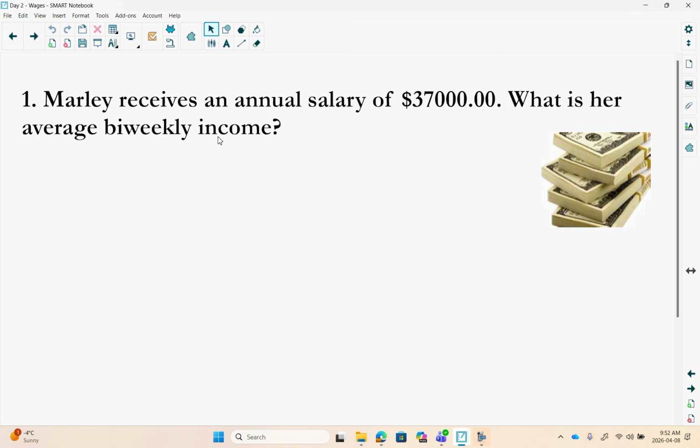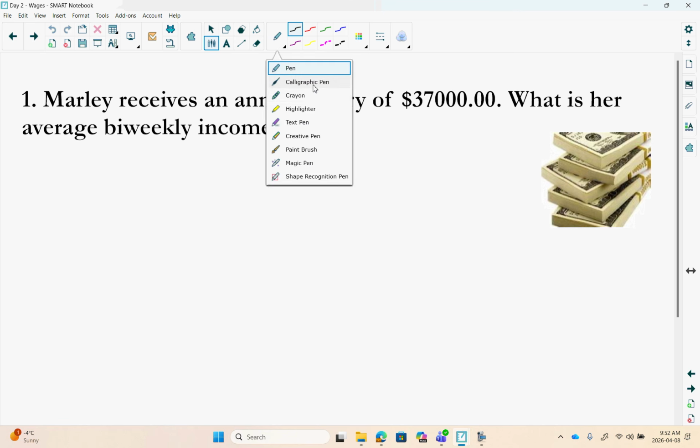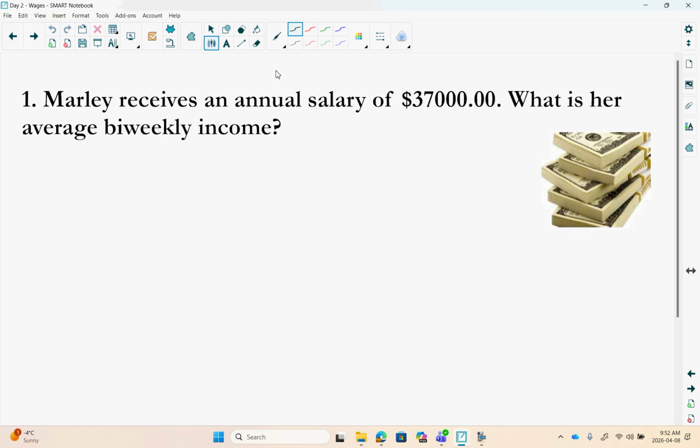Here we go. So once again, we're going to continue with gross earnings. Question number one, Marley receives an annual salary of $37,000. What is her average biweekly income? Okay, they want to know what Marley would get paid every 2 weeks. Again, remember this is gross earnings. We're not considering any deductions.